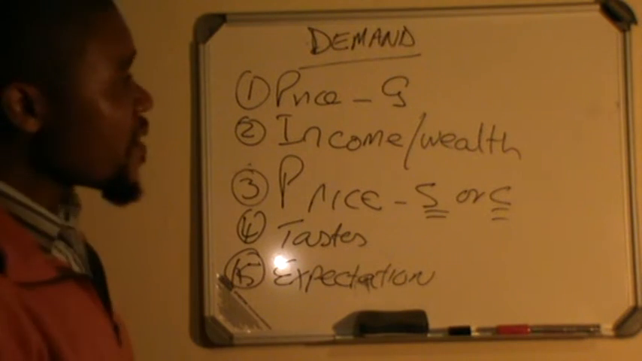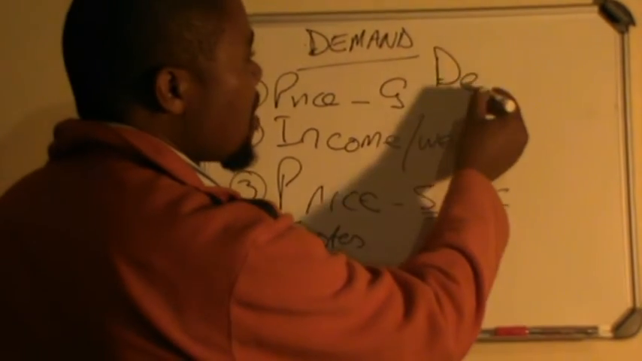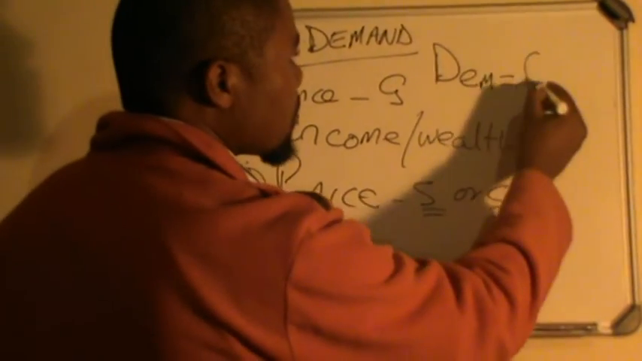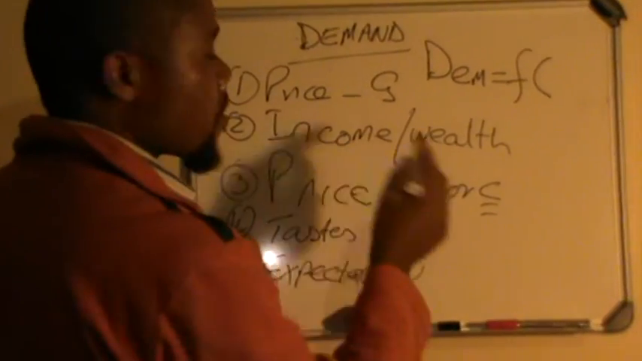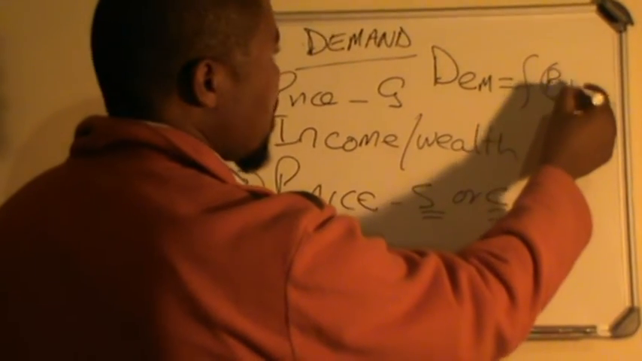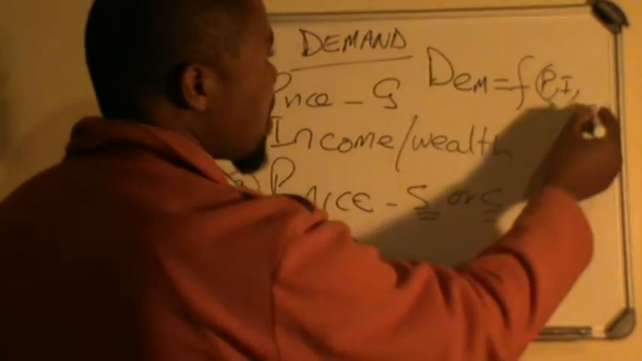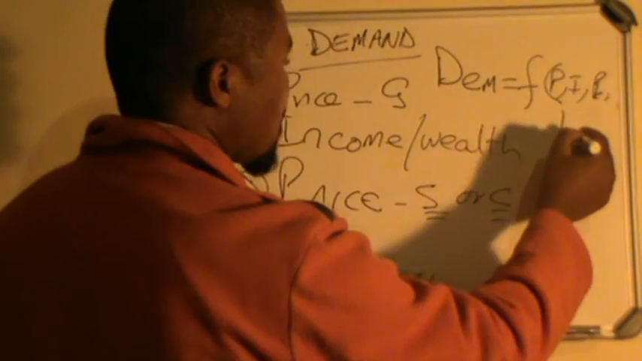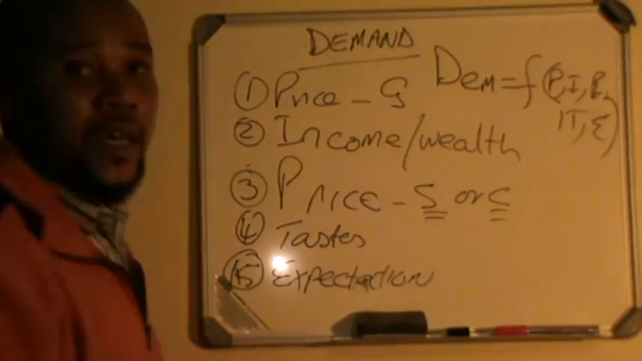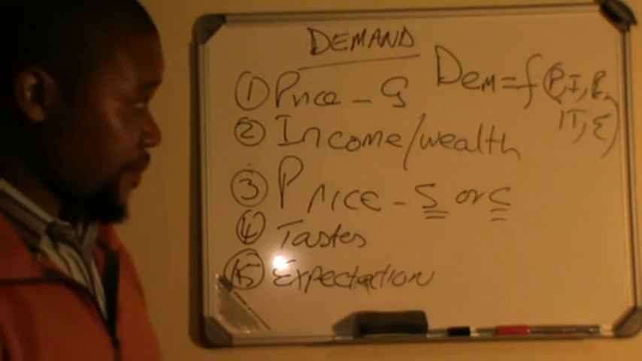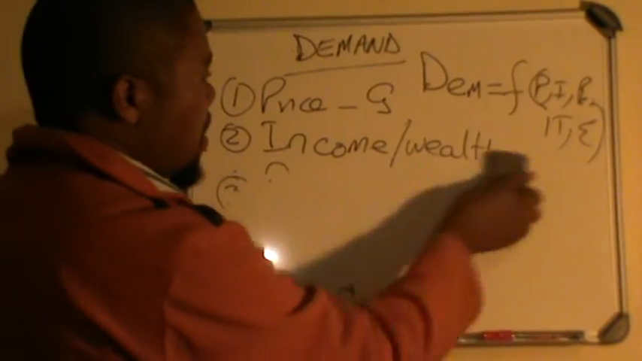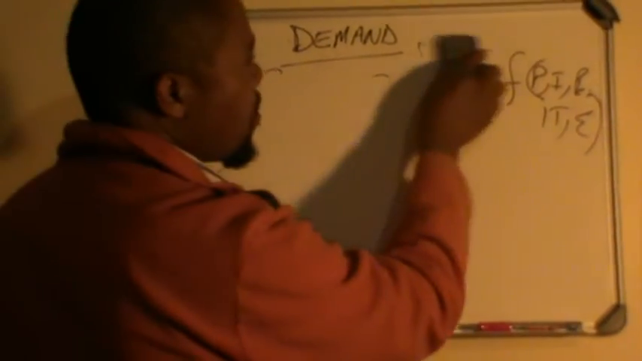Formally, we then say that demand is a function of these factors. Demand is a function of the price of the good, income, the price of substitutes and complements, tastes, expectations, and holding everything else constant. And really that is our function for demand, when we present it formally.